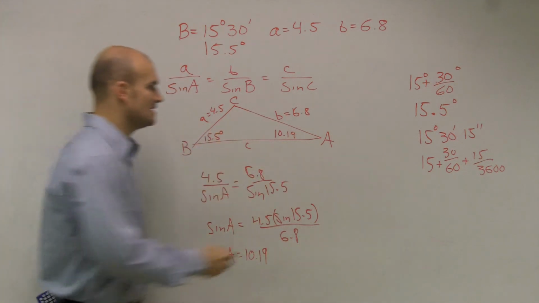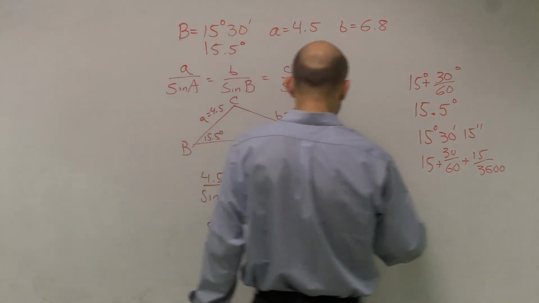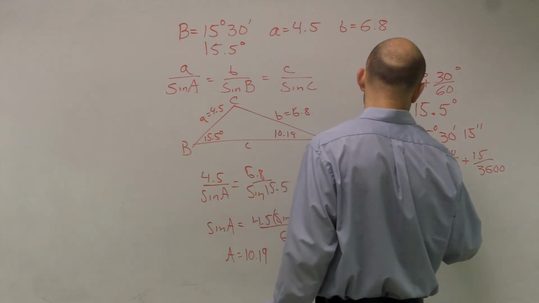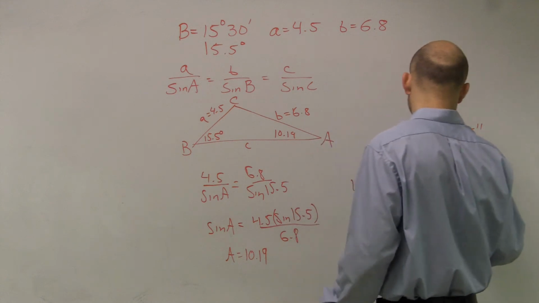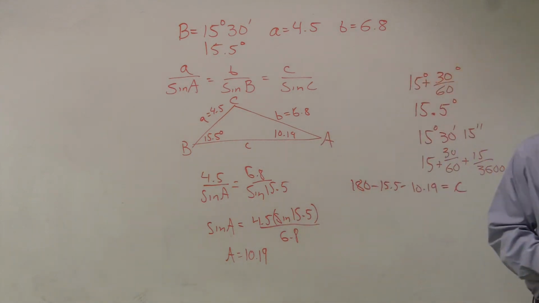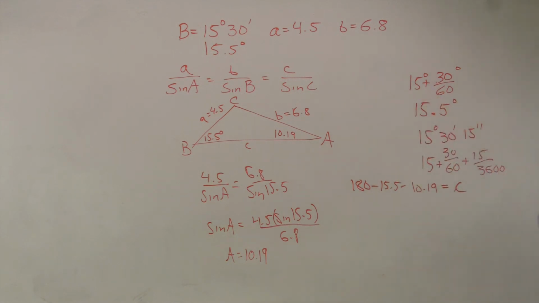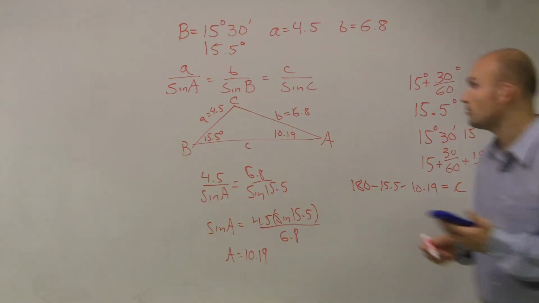Now I know what A is, so to figure out C, I take 180 minus 15.5 minus 10.19, and that's going to equal angle C. Remember, all three angles add up to 180, so if you have two of them, you subtract them from 180 to get the third. So 180 minus 15.5 minus 10.19, and I get 154.31.